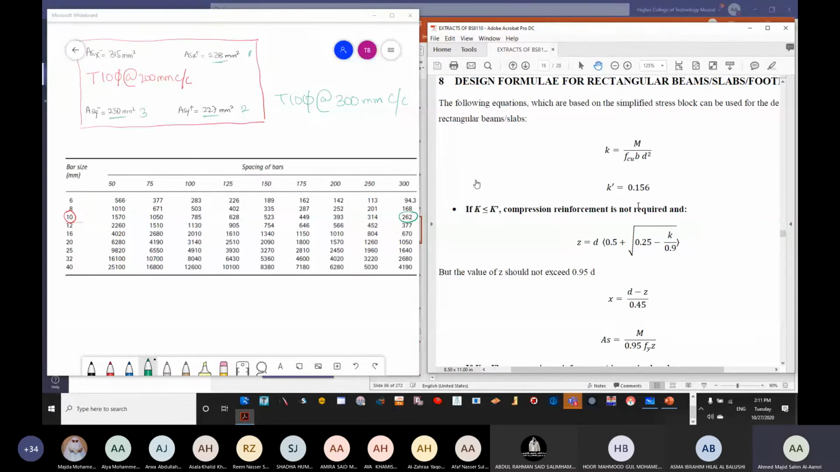It is very, very rare to have a slab which is doubly reinforced, lesser than 1%. I think you will not see even a book discussing a slab which is doubly reinforced. Are we clear?